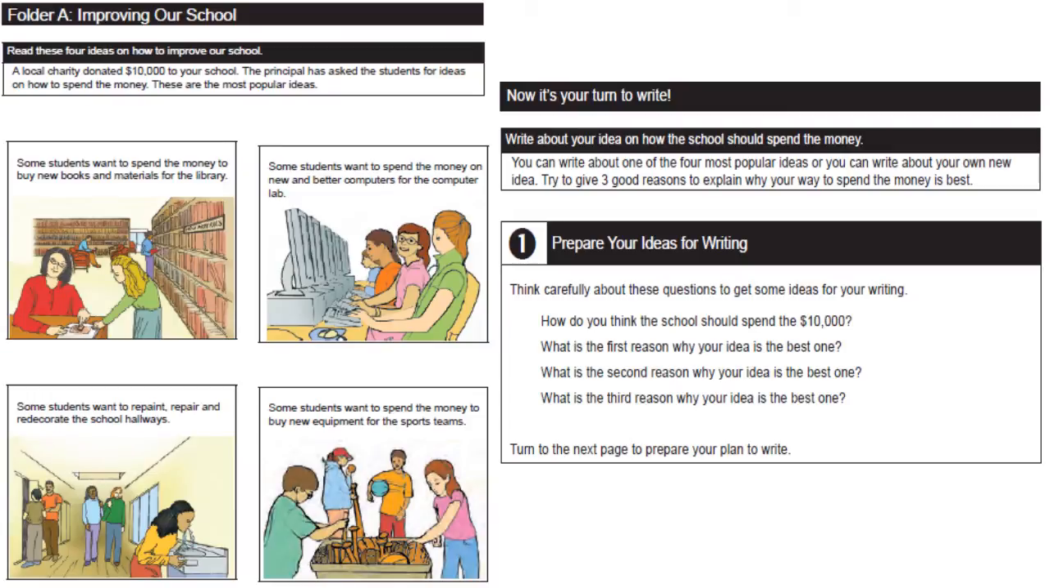So this is what they would see. There's instructions at the top. Read these 4 ideas on how to improve our school. Then they have the ideas and pictures to go along with it. Then they're also given a prompt. There you can see it on the right-hand side, as well as ideas on how to prepare their writing.